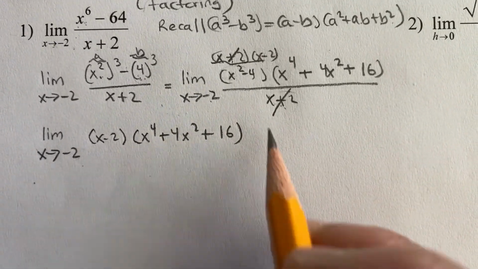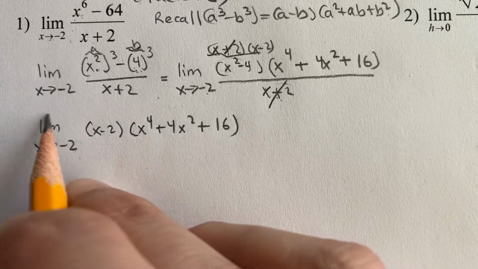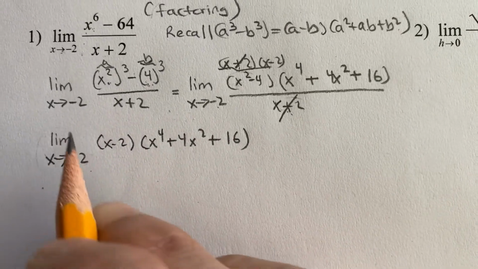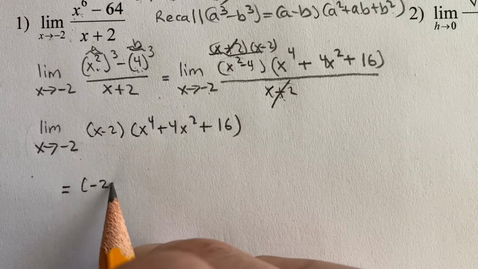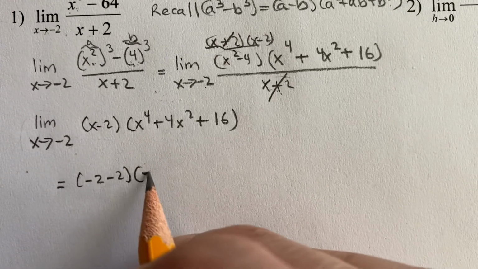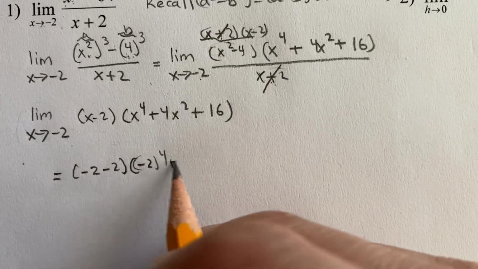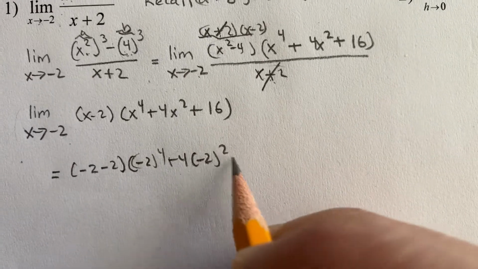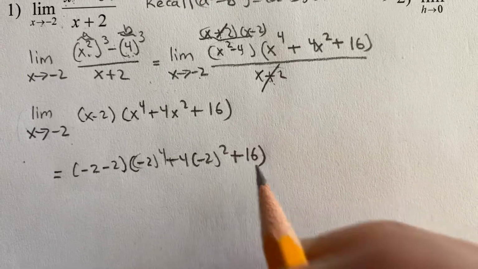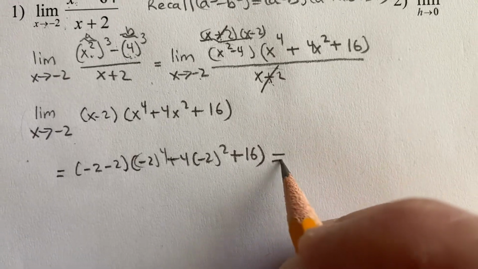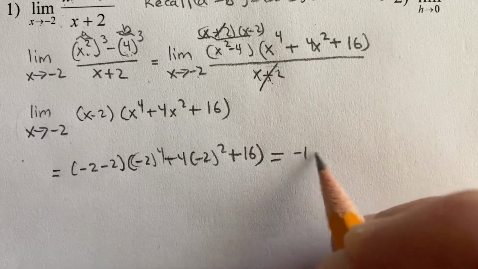So from this line, you can use direct substitution. You don't have to write the limit symbol anymore, and you can just show the plug-in: -2 minus 2, times -2 to the 4th, plus 4 times -2 squared, plus 16. When you multiply this out, you're going to get, I believe, -192.